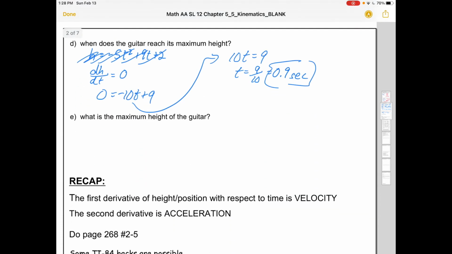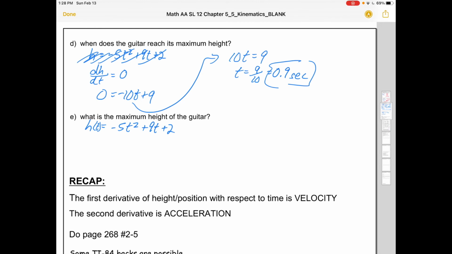Last question. What's the maximum height of the guitar? So if you want to find a height, let's think about this. Would we sub into the first derivative, the second derivative, or the original? I think you want to sub into the one that says h equals. Okay? H is for height. You can think of this as a function if you want.